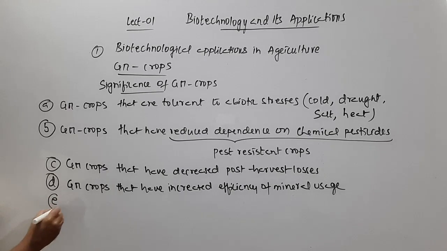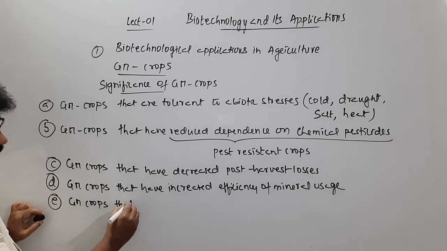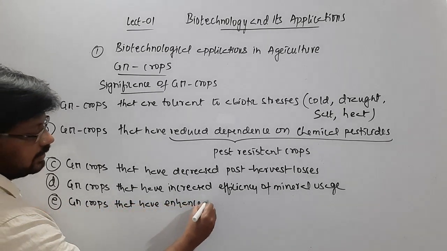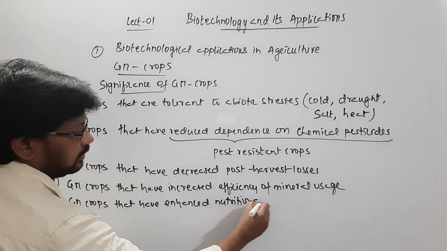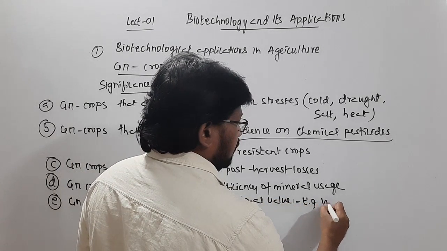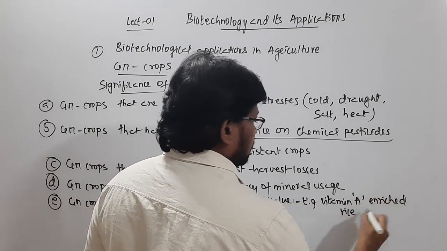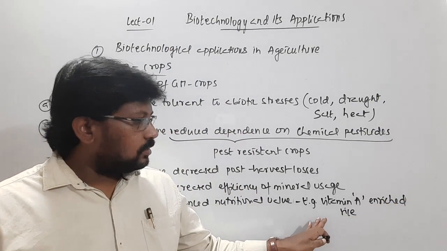Next, I can also develop GM crops that will have enhanced nutritional value. So I can develop crops where the fruits or whatever food we get from those crops have a high nutritional value. For example, vitamin A enriched rice. So vitamin A enriched rice also we can develop.